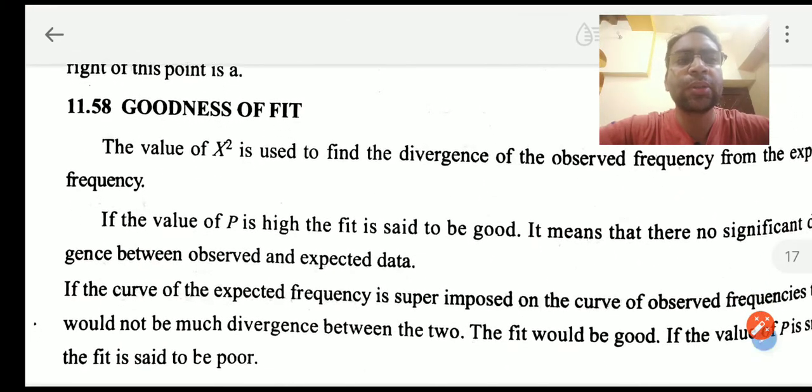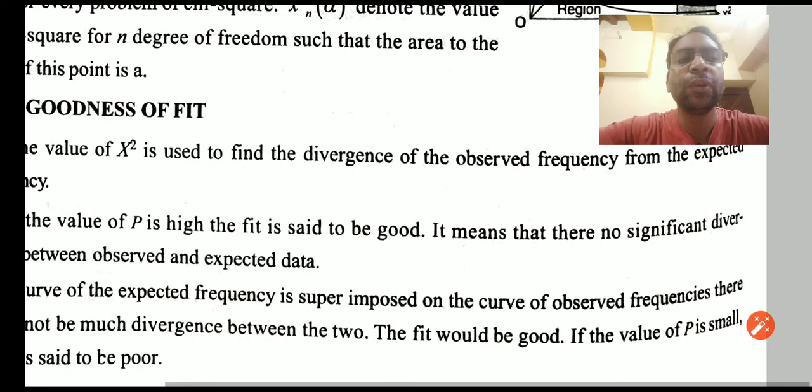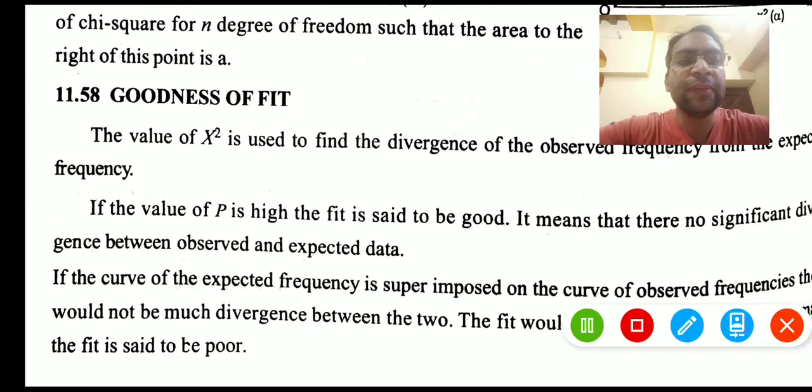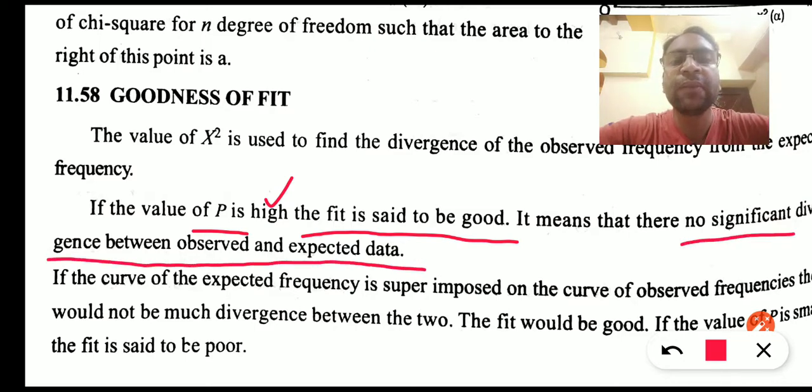Let's talk about the goodness of fit. The value of chi-square is used to find the divergence of the observed frequency from the expected frequency. Now this is important. If the value of p probability is high, then the fit is said to be good. That means there is no significant difference between the observed and the expected value. That is why it fits so well.